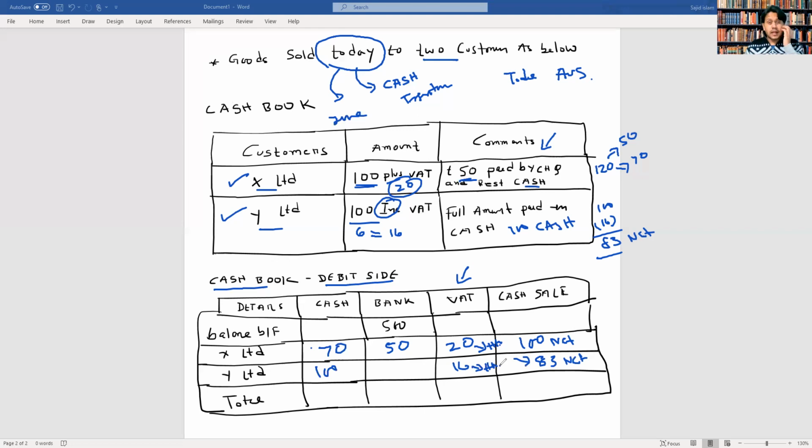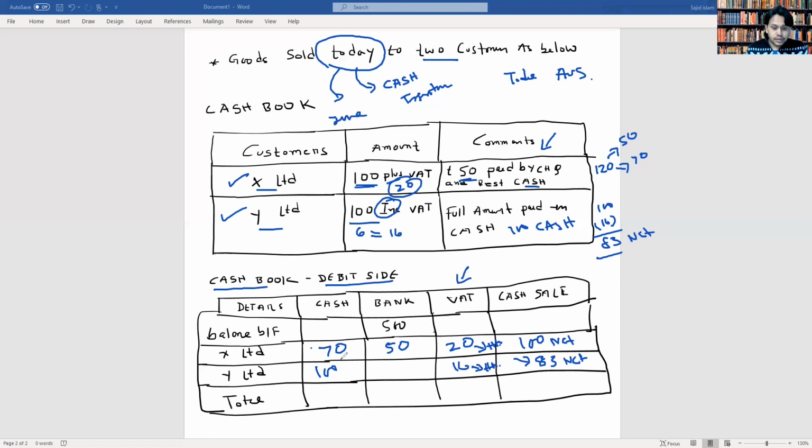So the main understanding point here is, if the transaction happened today, if it is a cash transaction, then you have to split the VAT and give it to HMRC because we never gave it before. If it is a credit transaction, if it has happened before, we don't have to split the VAT because this VAT is already paid before. If I do it again, then it will be double.